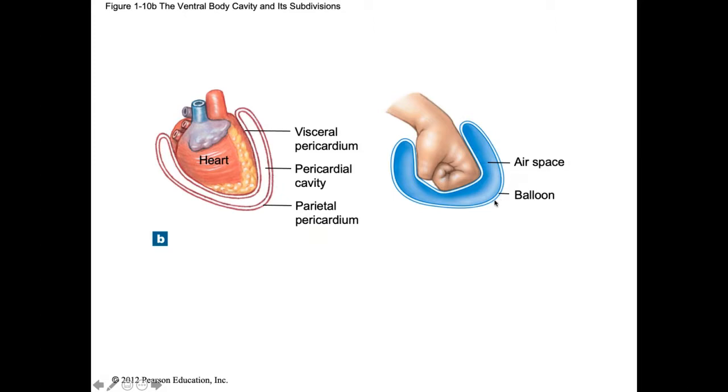And the layer on the other side of the balloon, on the outside, is the parietal. So now if we apply that to the heart, here is the visceral pericardium. On the outer layer is the parietal pericardium. And then between the two is the pericardial cavity.